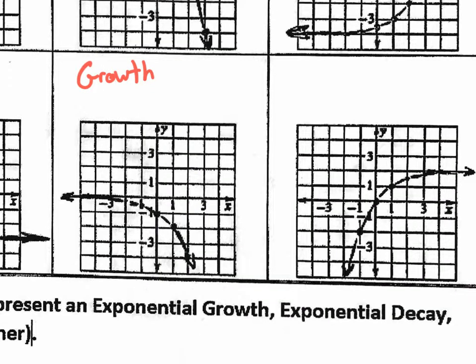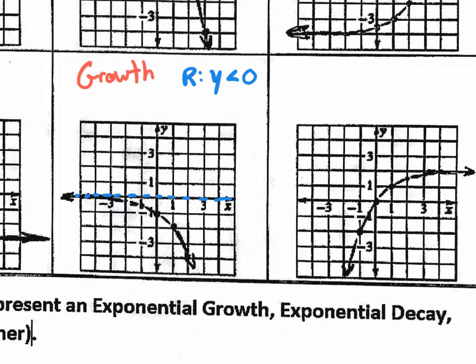Okay, so check this out. From left to right, is it approaching a certain value? No, it's going to negative infinity. So that's why it's growth. Okay? Now, the asymptote itself is at y equals 0. So the range would be y is less than 0 because your asymptote's 0.